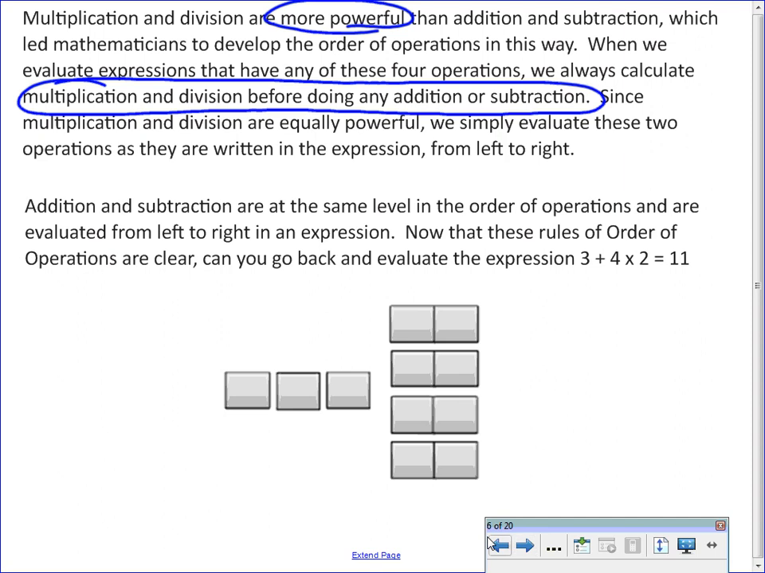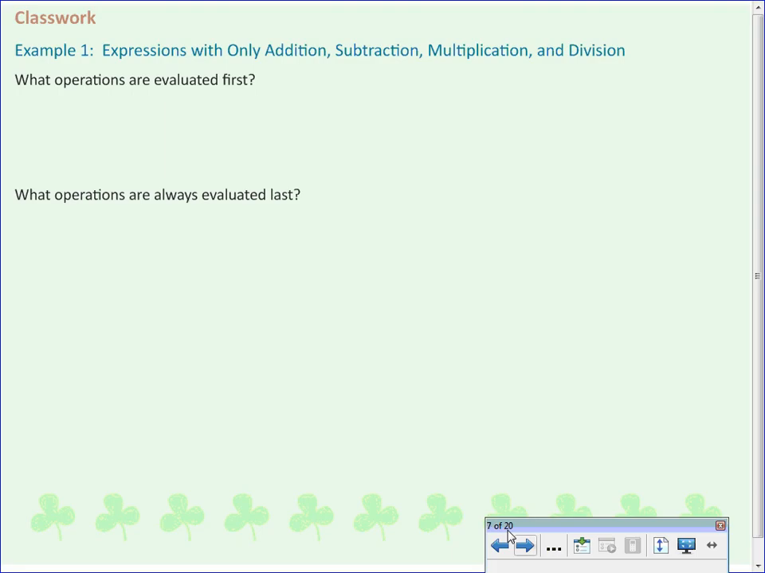So here, this is a model of that first equation. We have 3, and then we are adding on 4 groups of 2. 4 groups of 2. So order does matter. You can't just start at the left and go right. So if we're looking at only addition, subtraction, multiplication, and division, what do we do first? So basically we're going from right to left. No, not always. No matter where it shows up in the equation, we're always going to multiply and divide first.